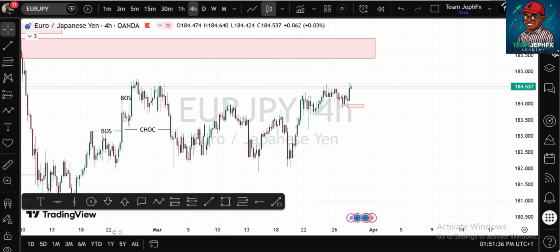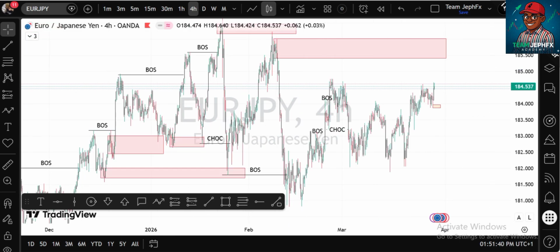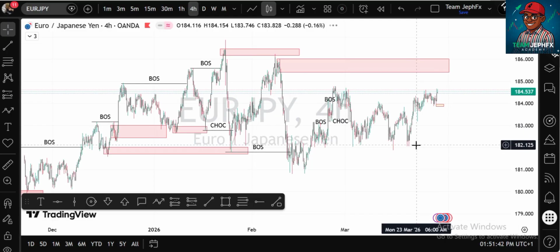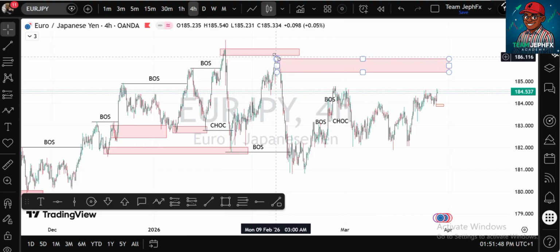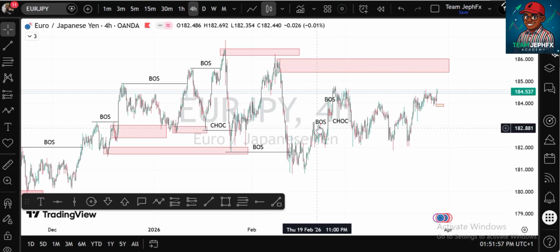Now, there's something interesting about Euro JPY that I've noticed. Previously, I was already waiting for another block around here, because you can see that we initially had a change of character here. Then the market went back up, tapped into our other block, then came down and broke the structure here. That's how I got this BOS, break of structure. Now, after this break of structure, the market is supposed to go back up and tap into this box here, which is my other block.